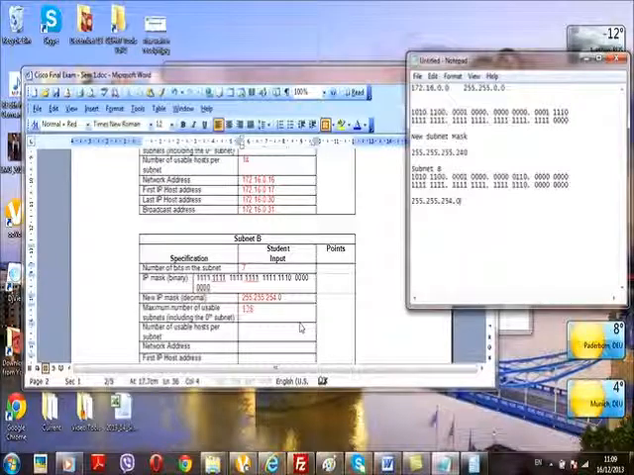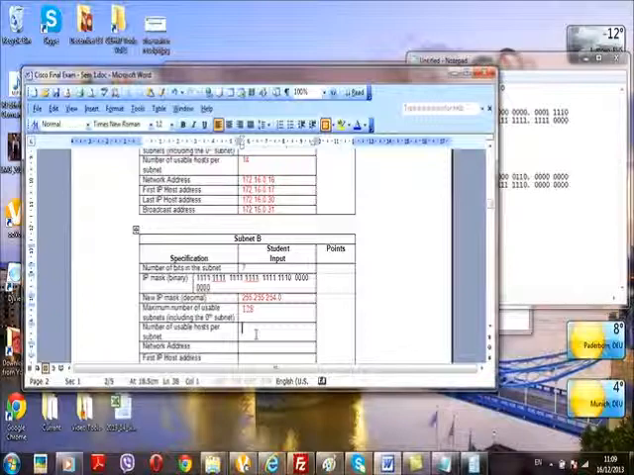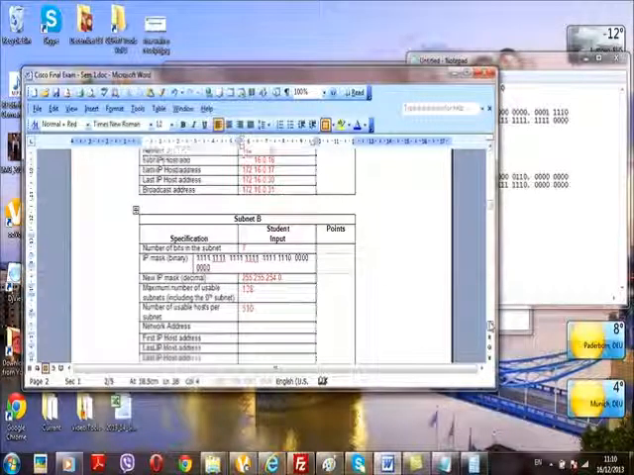Okay, maximum number of usable hosts. We've got 9 bits. 8 gives me 256. Minus 2 is 254. Here we've got 512 minus 2, which is 510. Okay, again, 510. Right, what else have we got?